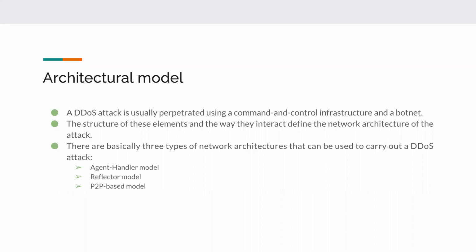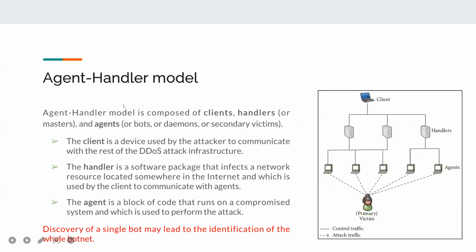So, the architecture model. There are basically three types of architecture model in DDoS attacks. If we consider how the components communicate with each other, the first one is the agent handler model, the second one is the reflector model, and the third one is the P2P based model. So first, the agent handler model.